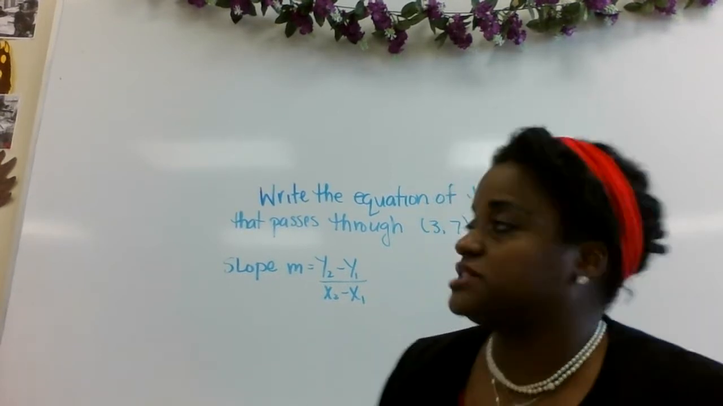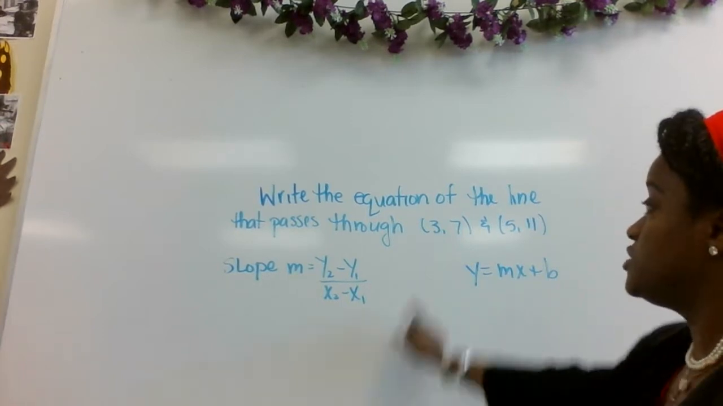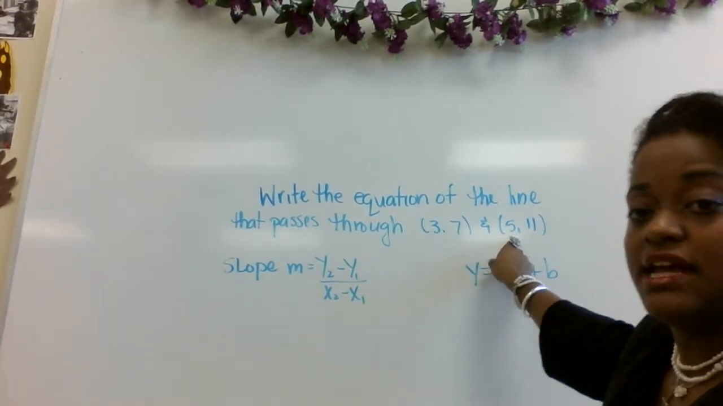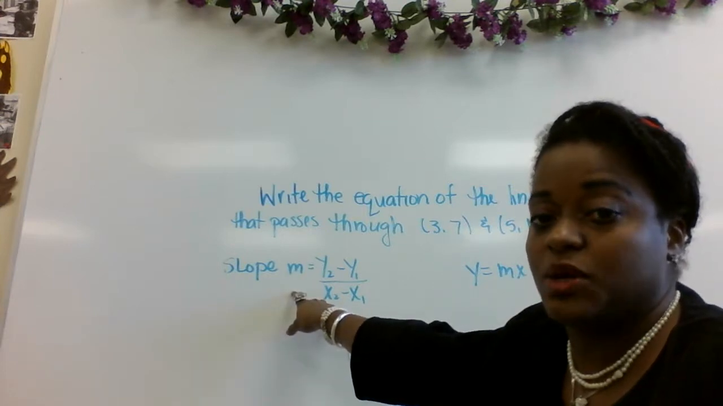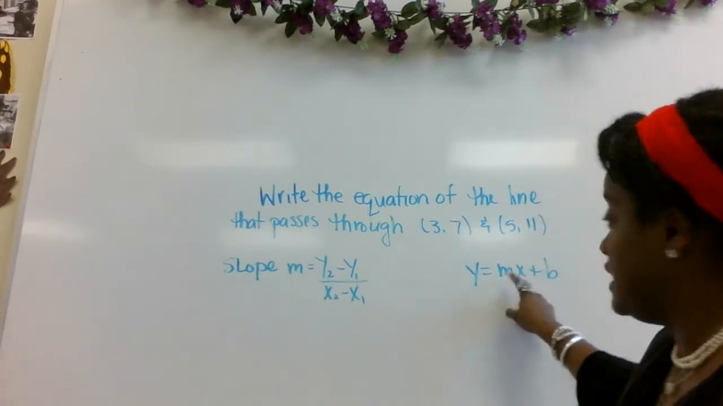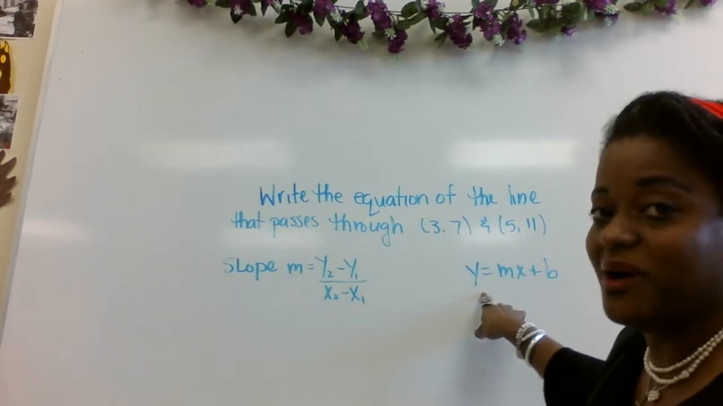So let's look at the question. It says, write the equation of the line that passes through (3, 7) and (5, 11). The first thing I want to do is plug it into my slope formula. After I find my slope, I will plug the slope in here. I also will use one of these points to plug in y and x.